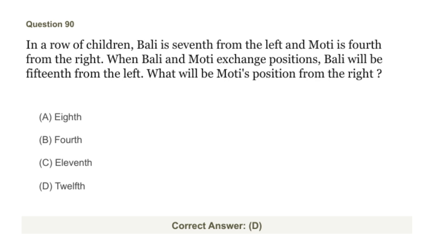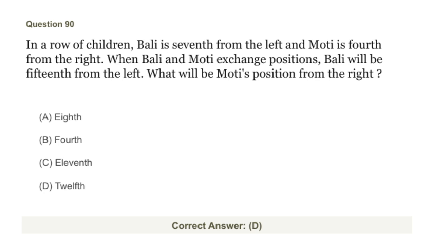Initially, Bali is at position 7 from the left. After exchanging places, Bali moves to Modi's original position, which is the position Modi had from the right, but from the left side. Since Bali becomes 15th from the left after the swap, we can conclude that Bali's original position from the left was the same as Modi's position from the right.